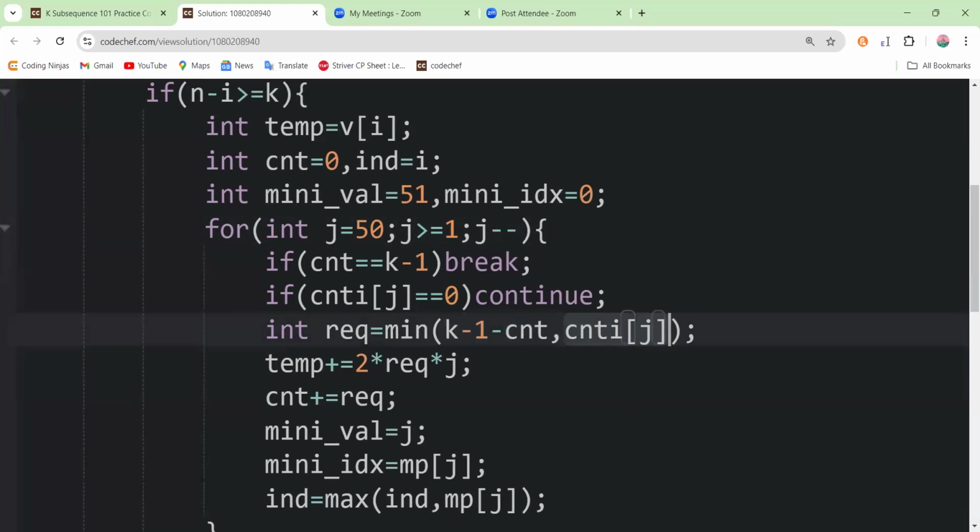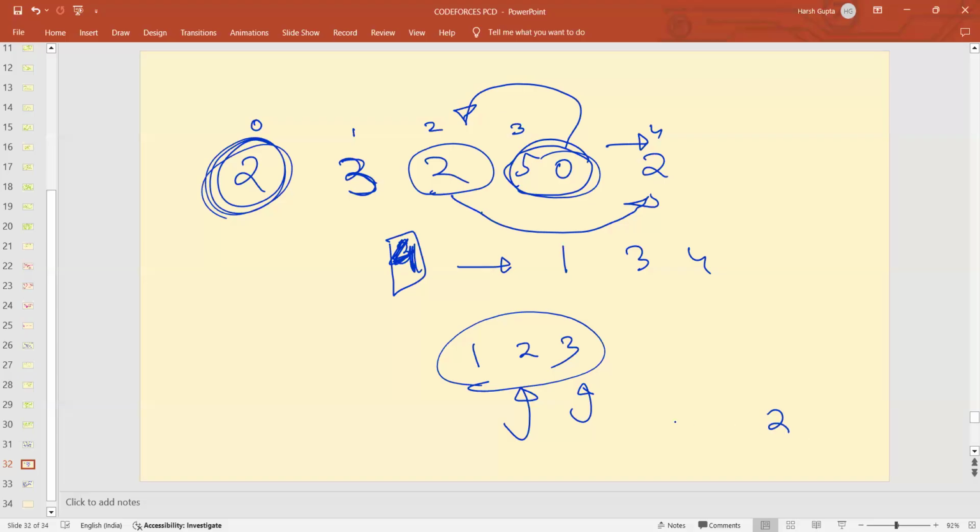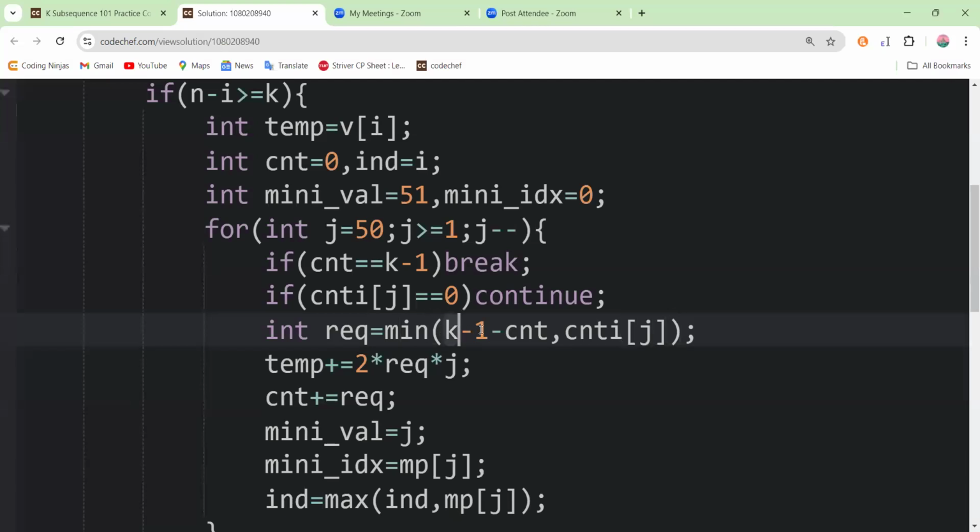If I have, let's suppose, 2 j's, but I require only one more element from the right, I will take only one j, right? I will not take 2 j's. So that's why I am taking the minimum of what I want and what I have. Is it clear till here what this request variable is storing?